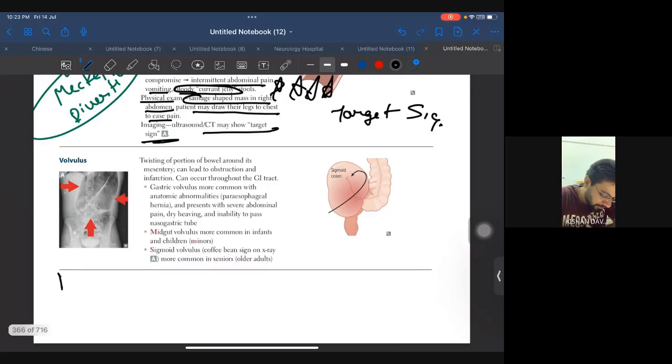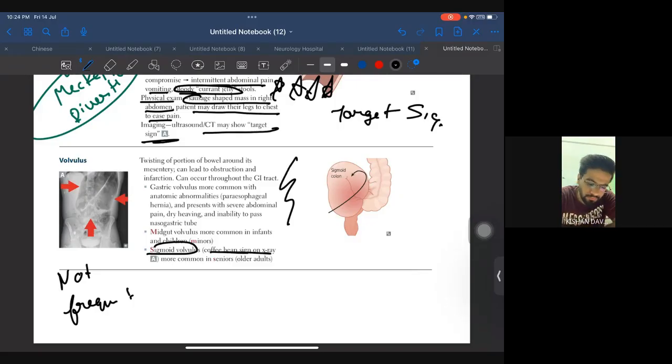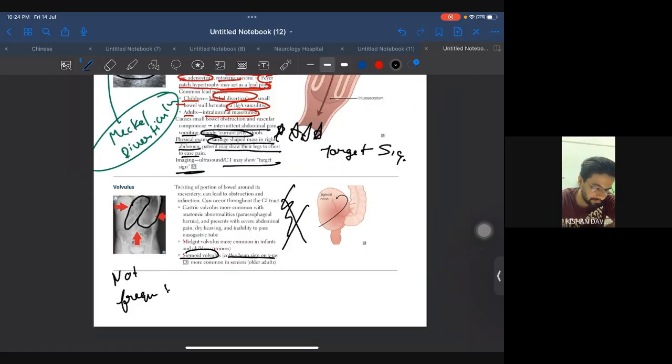Volvulus, not frequently asked, but let's see sigmoid volvulus. That is coffee bean sign on X-ray. Okay. Rest all, don't worry, no need to do. Coffee bean sign on X-ray. This is what coffee bean sign is. Okay. So just remember this, nothing else.